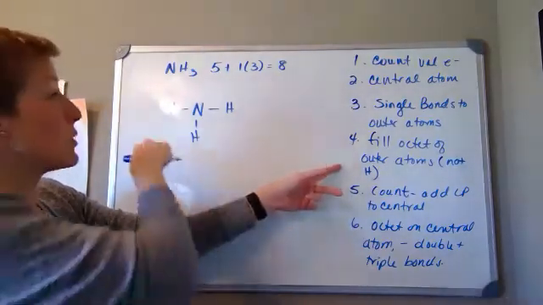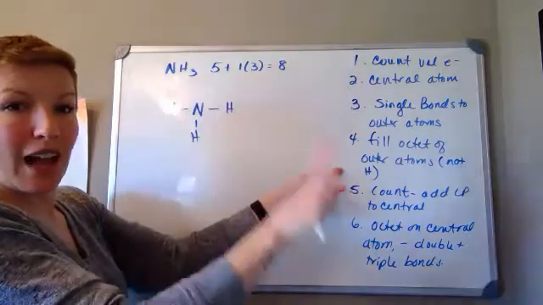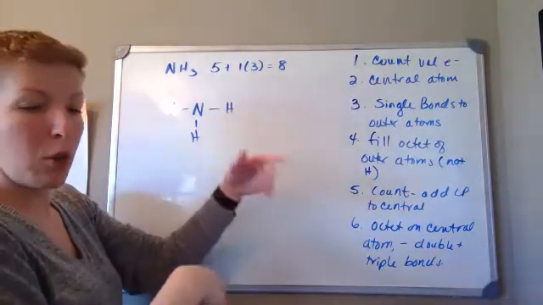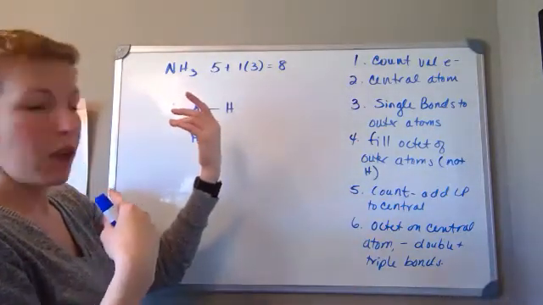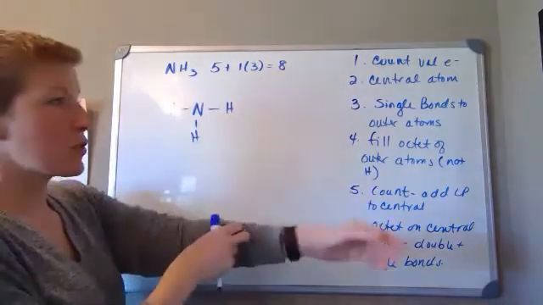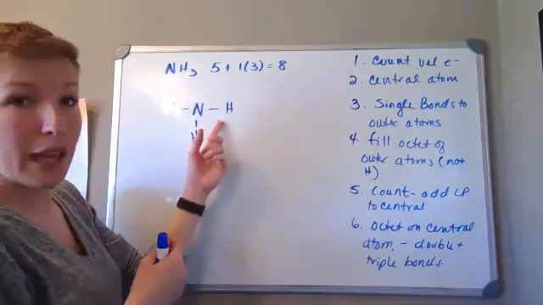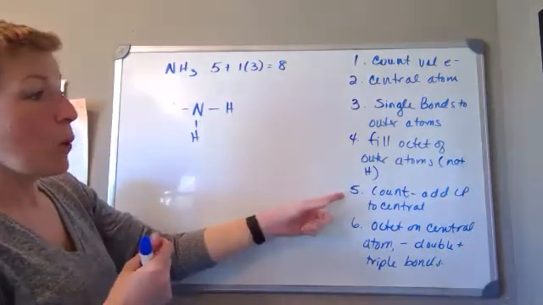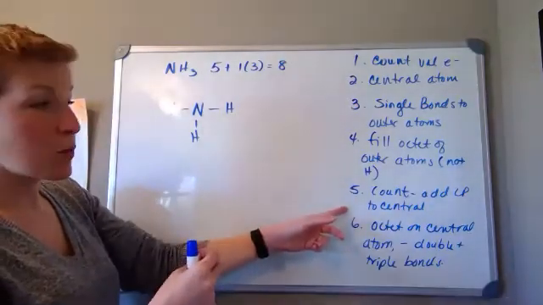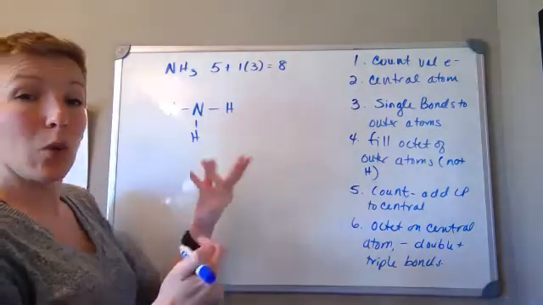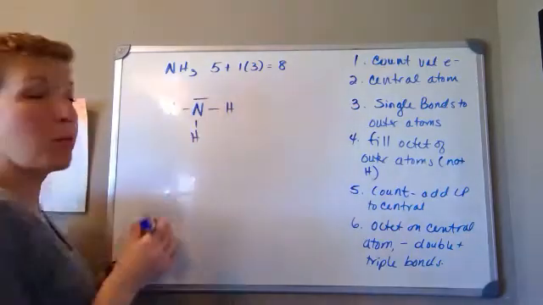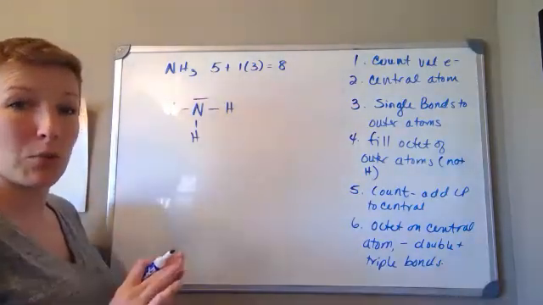Because if these were fluorines, we would have done exactly what we did before. If they were chlorines or bromines or something like that, we would have filled it. But again, with hydrogen, we don't. But when we count and we don't have what we're supposed to have, now we need to add that in. And the only way to add that in is to add a lone pair to the central atom. You cannot add lone pairs to hydrogen.